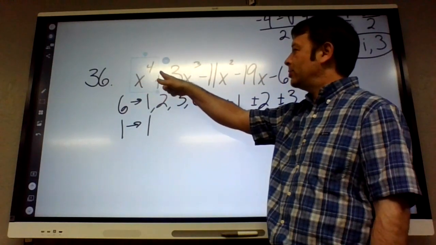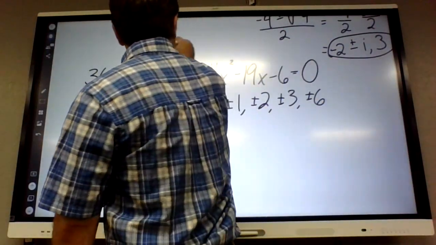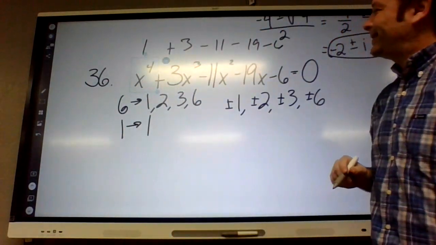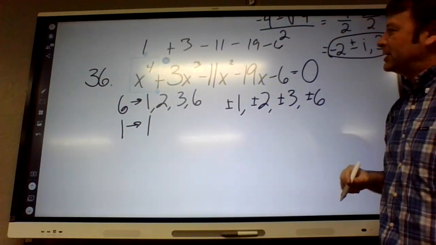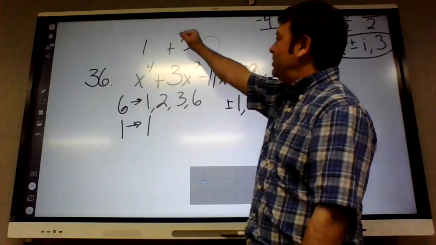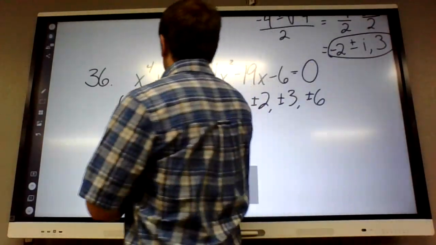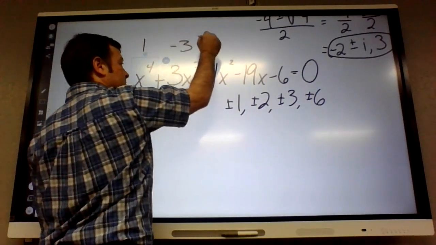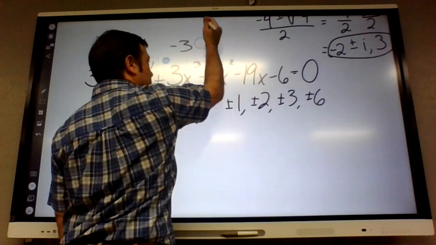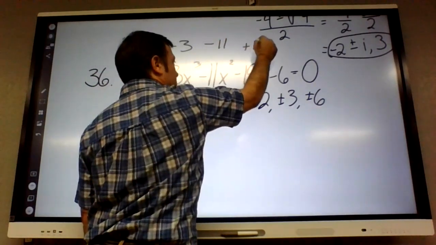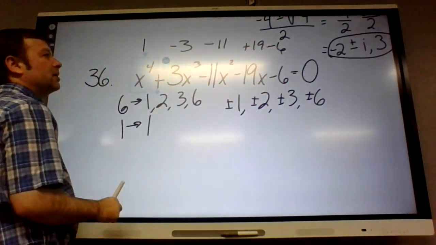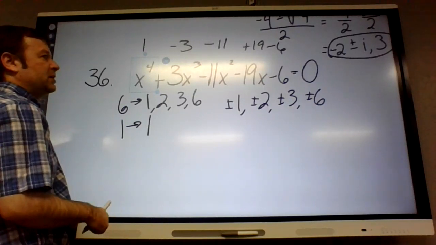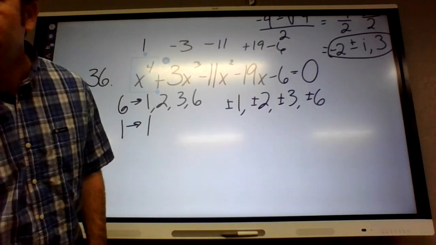Like if we plug in 1, is this gonna work? 1 plus 3. Well, okay, looks like no, that does not equal 0. If I plug in -1 to the 4th is 1. It doesn't work. Okay. That looks like that doesn't work either. Wait, did I remember it wrong? Because I thought 1 was an answer.